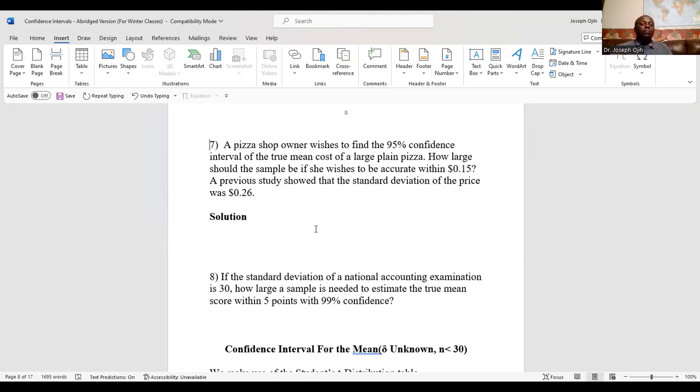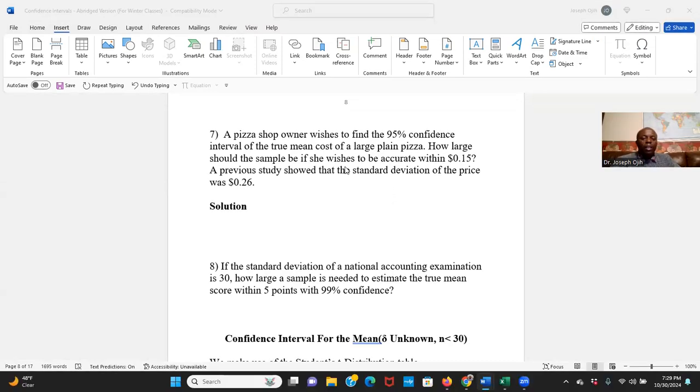Number 7 says a pizza store owner wishes to find the confidence interval for the true mean cost of a large plain pizza. You see that? How large should the sample be if she wishes to be accurate within 15 cents? That means if you're gonna make a mistake, you're gonna just be off by maybe 15 cents. A previous study showed that the standard deviation of the population, the standard deviation of the prices, was 26 cents. So let's do it.